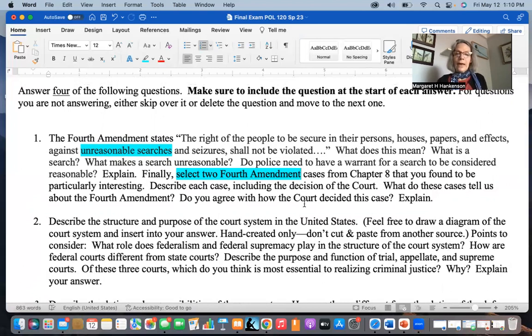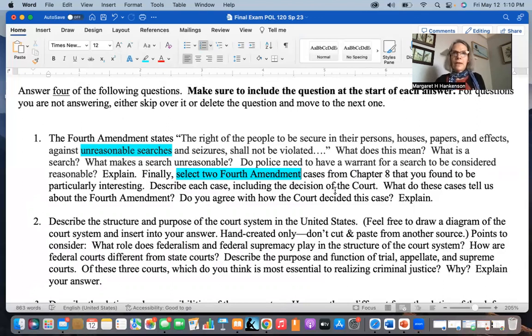I do. Where were the cases from chapter 8? I don't remember seeing that. Well, throughout chapter 8, they talk about specific cases that are referenced that give us insight into whether or not a search is legal. Was it in the book? Yes, it's in the book. Okay, thank you. Yes, it's in chapter 8.